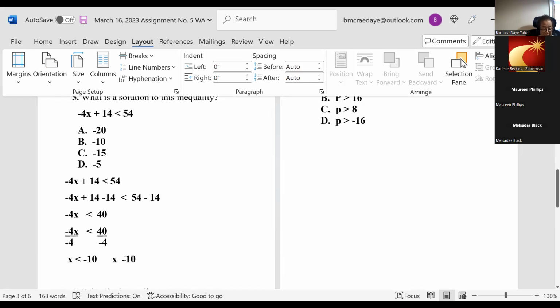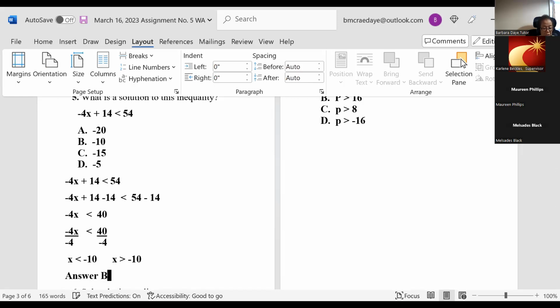Okay. But I didn't ask you for that, right? I just asked you for the value. But if I'd asked you what is the inequality that's left, then you would say x greater than negative 10. Got it? Yes, miss. I only asked for the value. So B would be the answer.